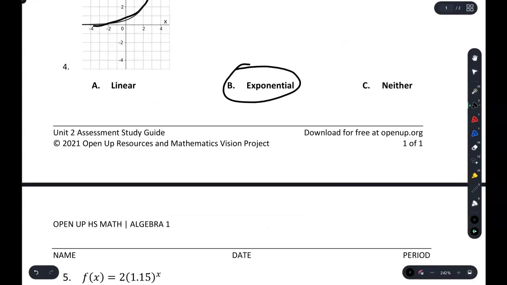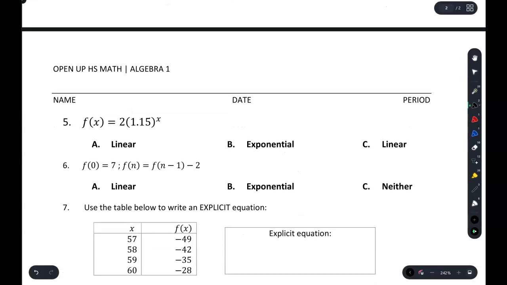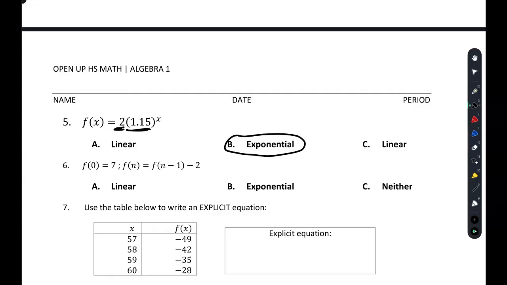All right, let's look at 5 and 6. Those are actual equations. This is an explicit equation. We have the first term here, and the second term, which is the common ratio that you keep multiplying, and you've got an exponent. So that's going to be exponential.